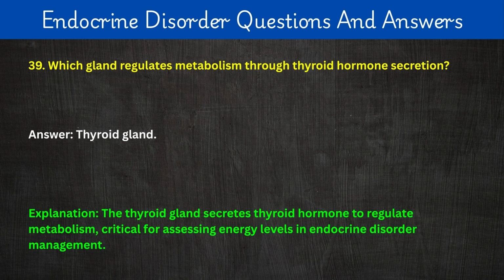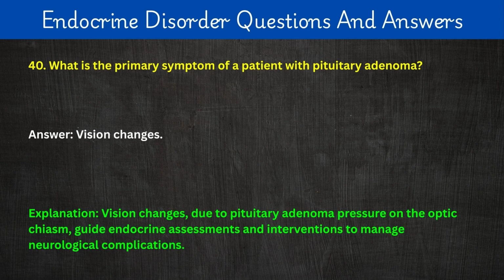39. Which gland regulates metabolism through thyroid hormone secretion? Answer: thyroid gland. Explanation: the thyroid gland secretes thyroid hormone to regulate metabolism, critical for assessing energy levels in endocrine disorder management.